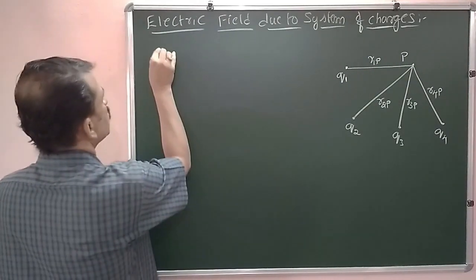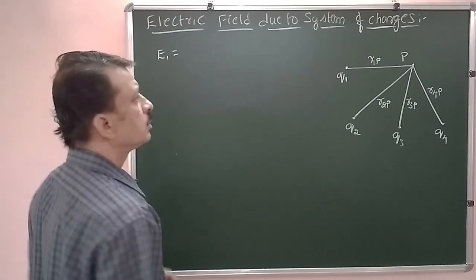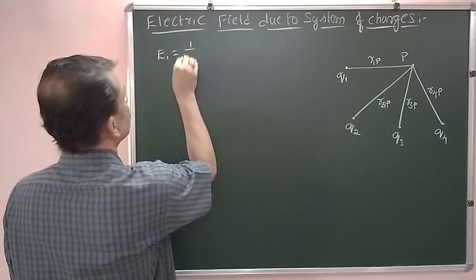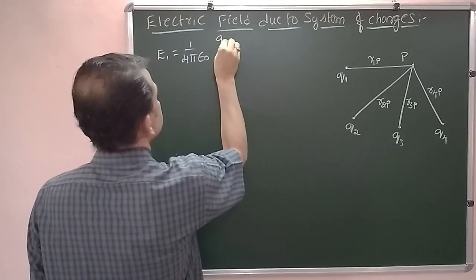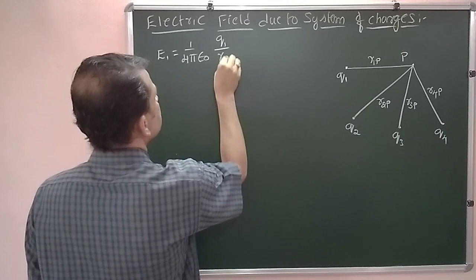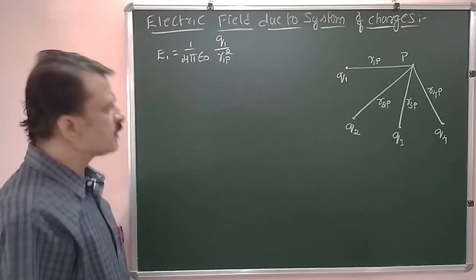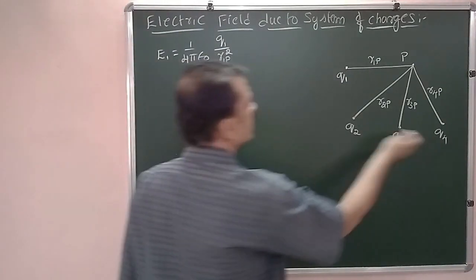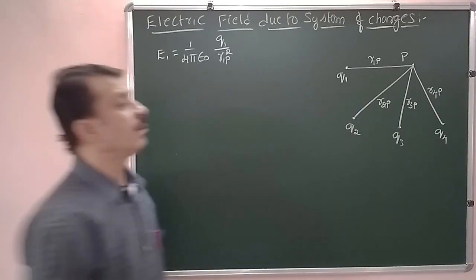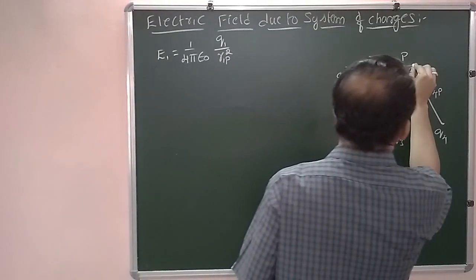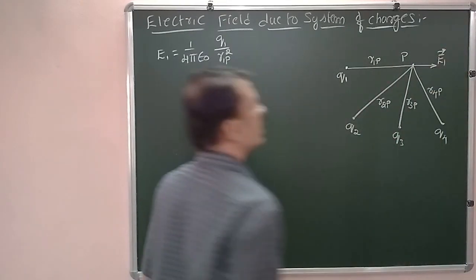Therefore, the magnitude of the electric field E1 is equal to 1 divided by 4 pi epsilon naught into the charge Q1 divided by the distance RP1 square. Now what is the direction? Since we are assuming that all the charges are positive, for a positive charge the field lines are moving away. Therefore, we have the electric field E1 along this direction.